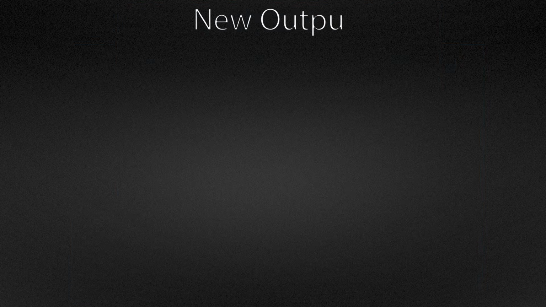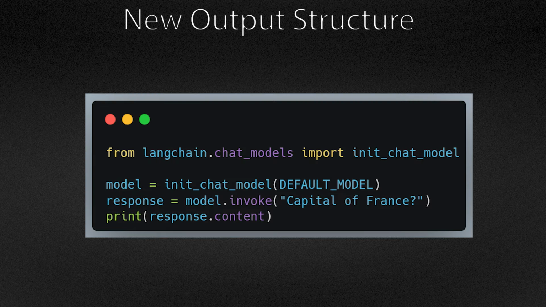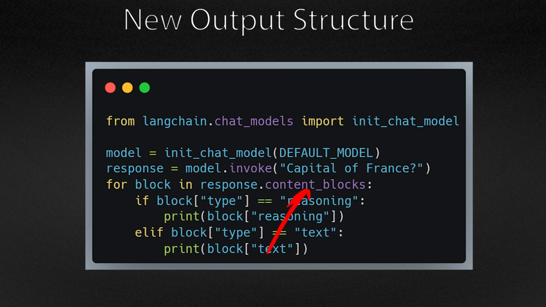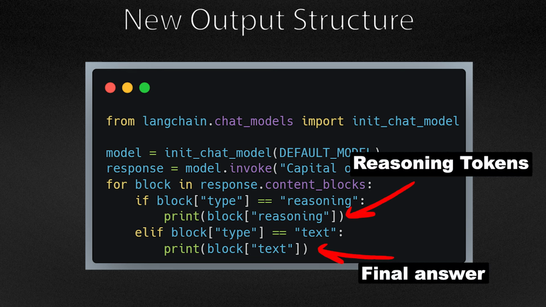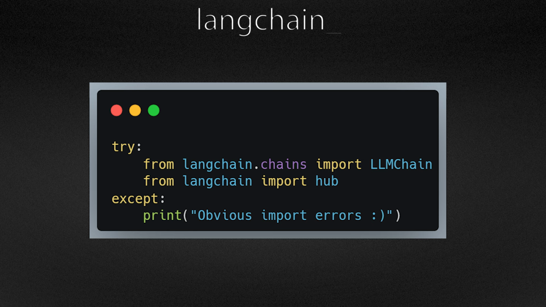A major change is also the agent's output structure. Previously, you only had a content attribute. Now there's a more flexible content blocks attribute. Since many new models are reasoning models, you can now access reasoning tokens by checking the type field for reasoning or text. If you used the class-based high-level components of LangChain, don't worry.